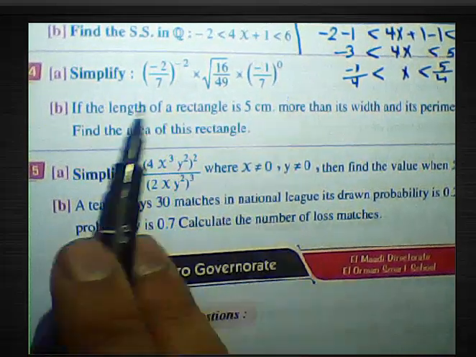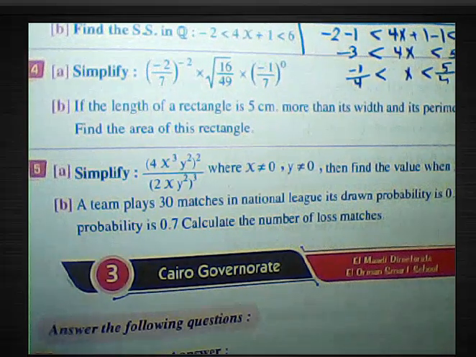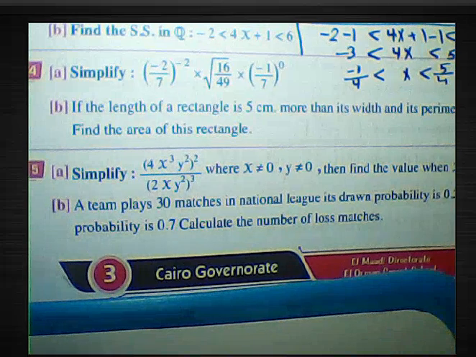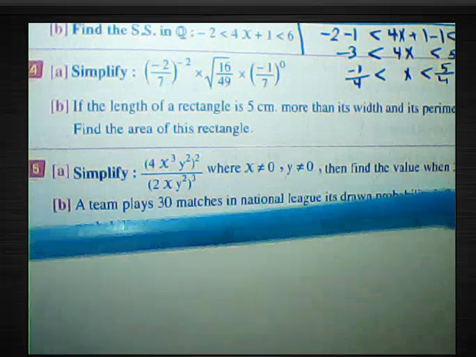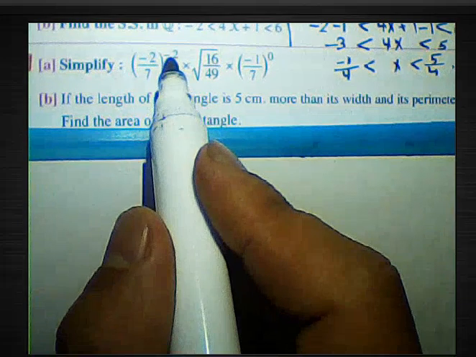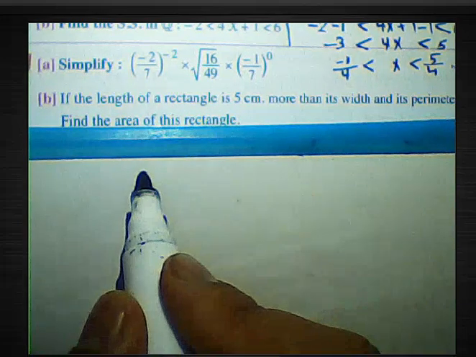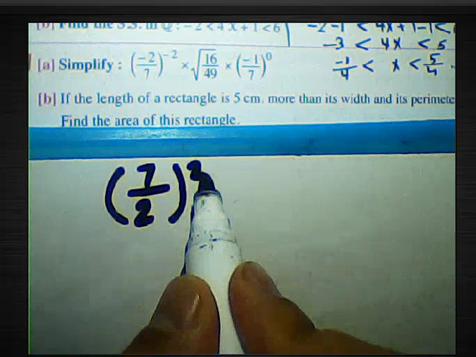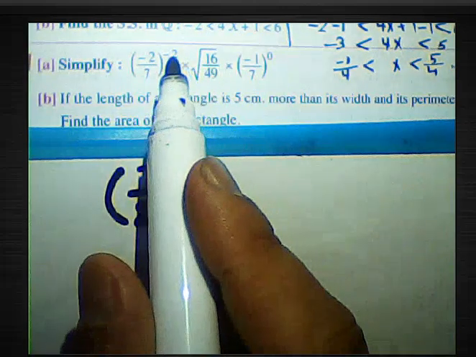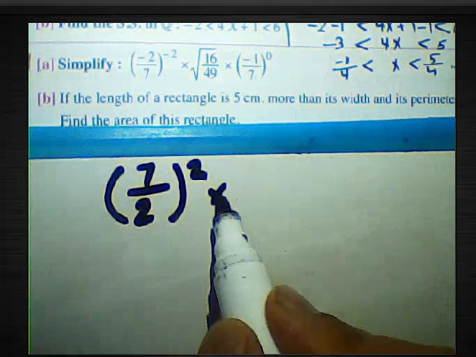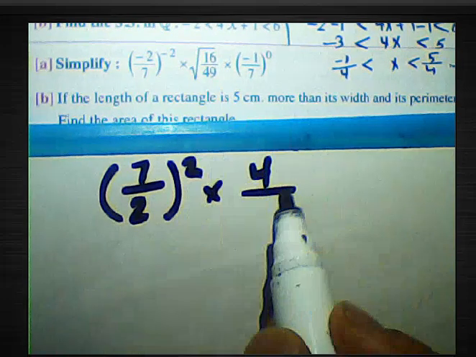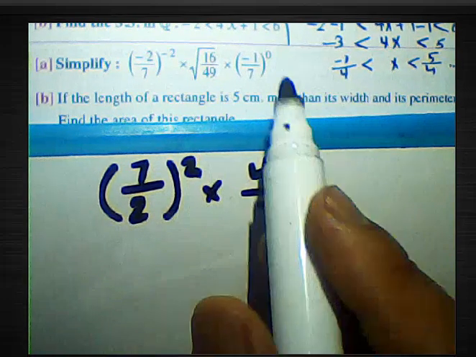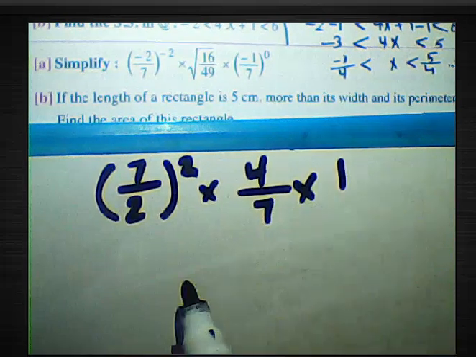Simplify this expression here, you can find the result: (-2 power -2 over 7 power -2) multiplied by 16 over 45. Okay, look here, negative 2 means the inverse of this fraction. It will be 7 over 2, all to the power 2, and the sign will be cancelled because we have an even number. The square root of 16 will be 4, and the square root of 49 equals 7. And negative 1 over 7 power 0 equals 1.